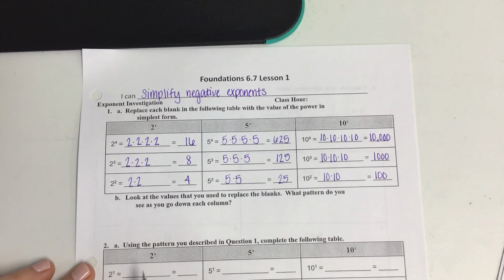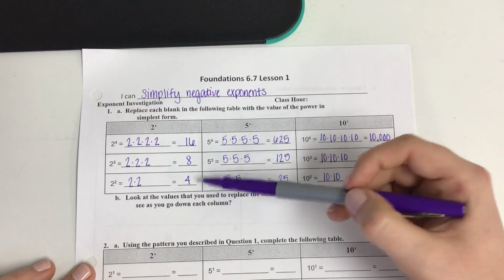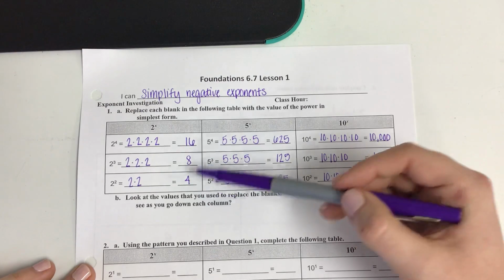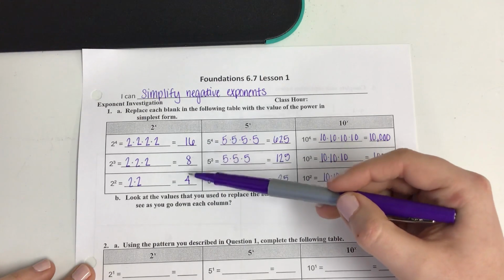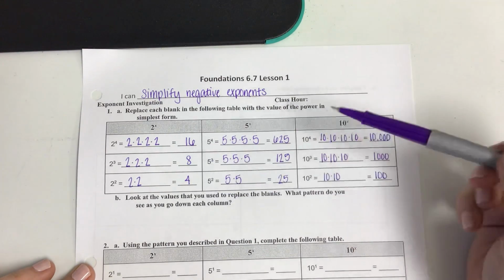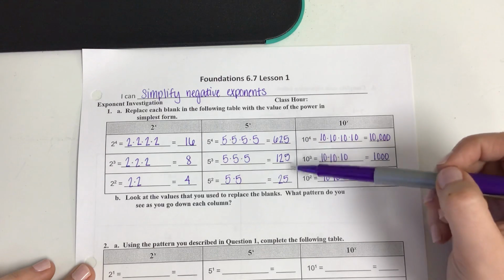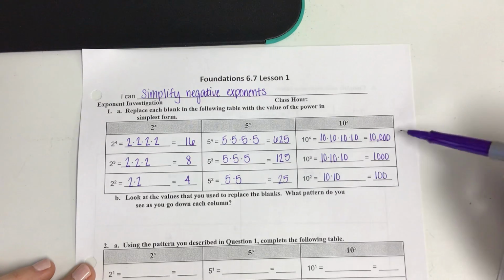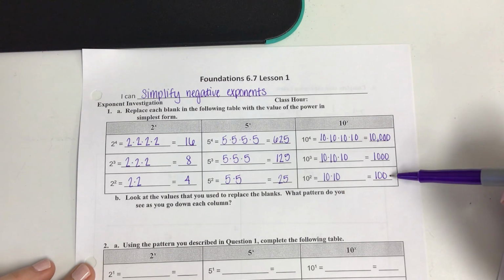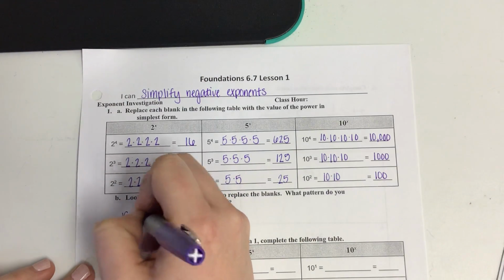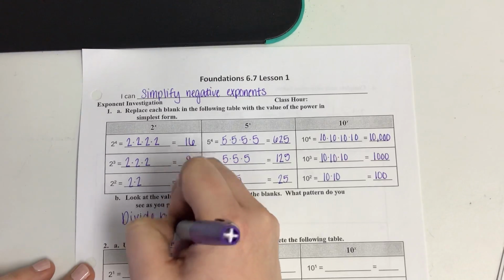So my question is, looking at these blanks that we filled in, what pattern do we notice as we go down the column? So if I look over here, how do I go from 16 to 8 to 4? Well, if you notice, I divide by 2 each time. 16 divided by 2 is 8. 8 divided by 2 is 4. If I come over here to go from 625 to 125 to 25, I'm dividing by 5 every time. And in my third column, I'm dividing by 10 every time. So as we go down each column, all we're doing is dividing by the base.